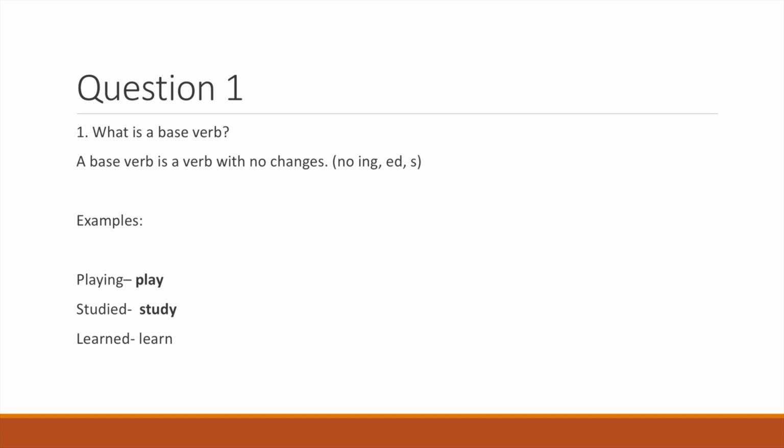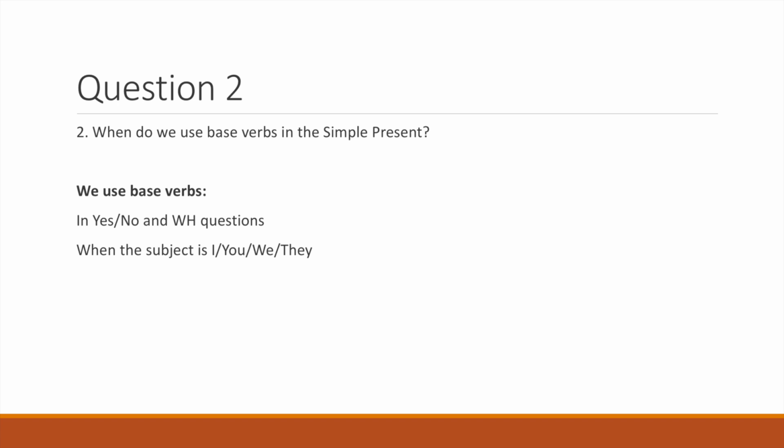Question 1. What is a base verb? A base verb is a verb with no changes. For example, play or study, learn. These are examples of base verbs. Question 2. When do we use base verbs in the simple present? Answer: we use base verbs in yes or no and WH questions when the subject is I, you, we, and they.